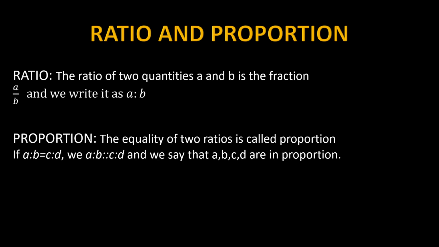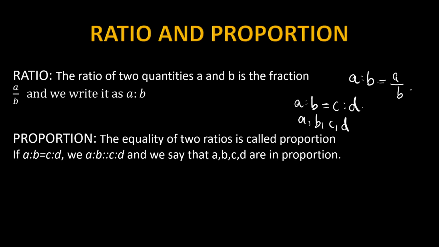So we have completed time and work, and pipes and cisterns. Next we will see ratio and proportion. Here, what is ratio? Ratio is written as A is to B, or equal to A by B. Now what is proportion? Proportion is the equality of two ratios. That is, if A is to B equals C is to D, and this equality is true, then it is said that A, B, C, D are in proportion.